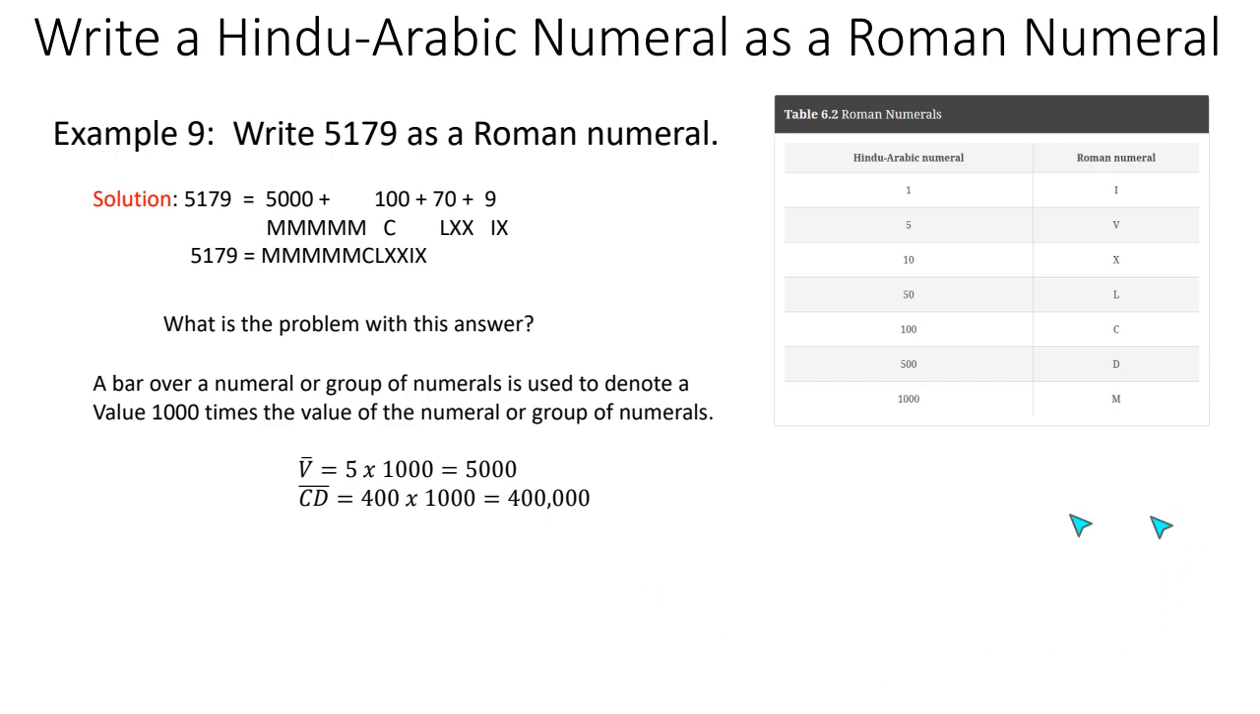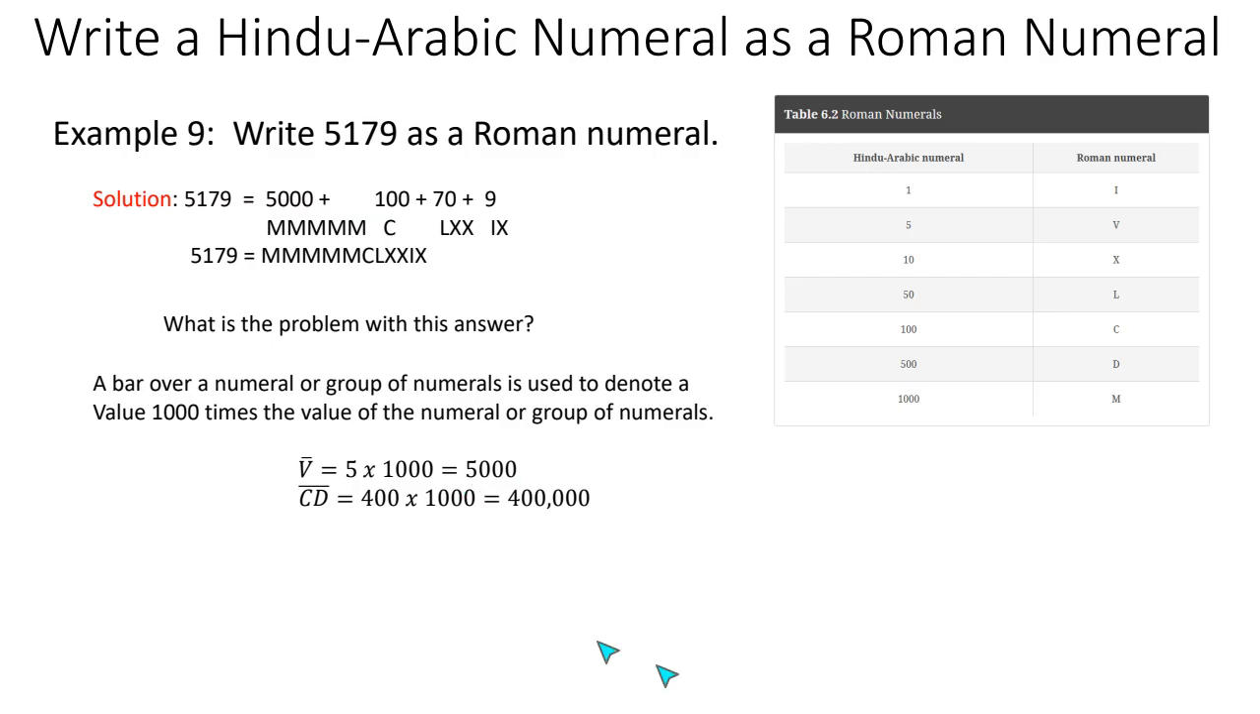So if you see a Roman numeral with a bar on top, like the V here has a line on top, that represents that we take that value and multiply it by 1,000. So here the V represents 5. Since I have a bar on top, I'm going to multiply that value times 1,000. So we get 5 times 1,000 is 5,000.